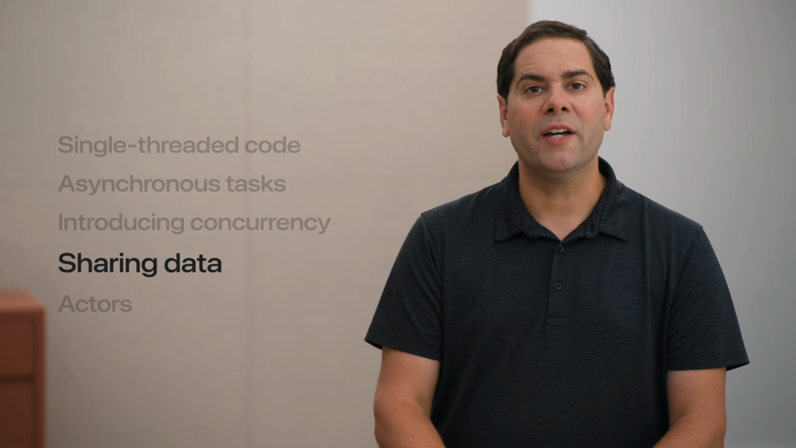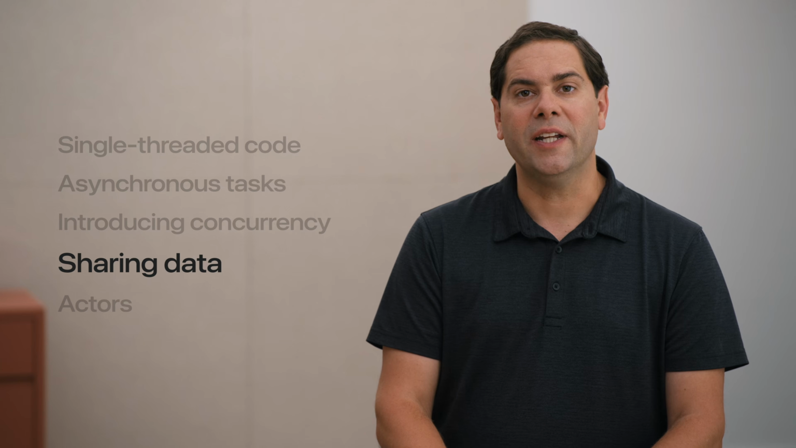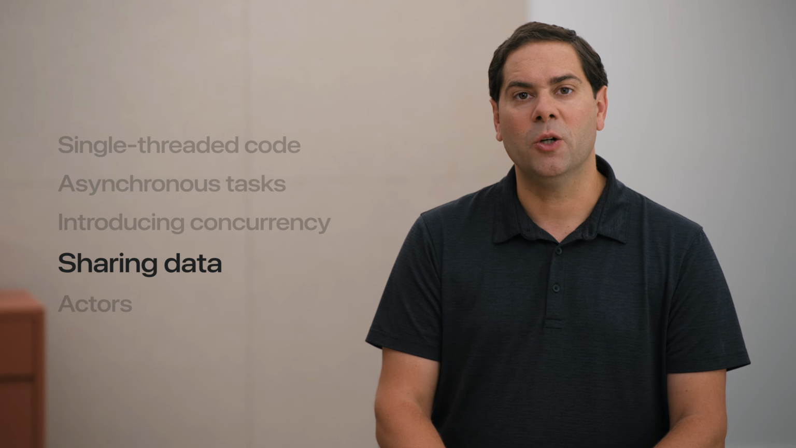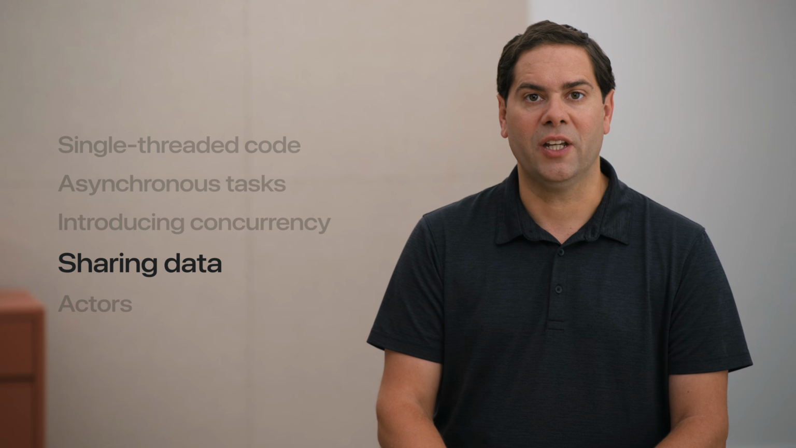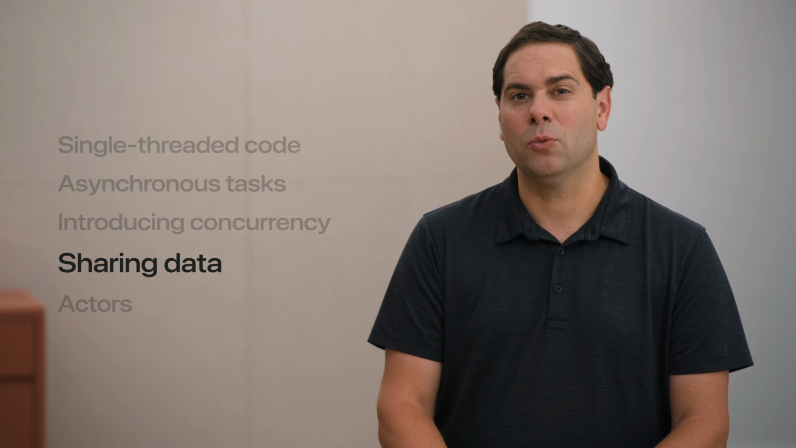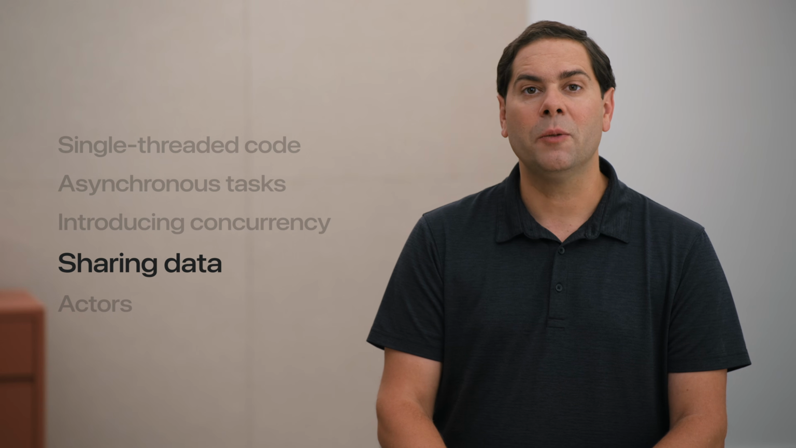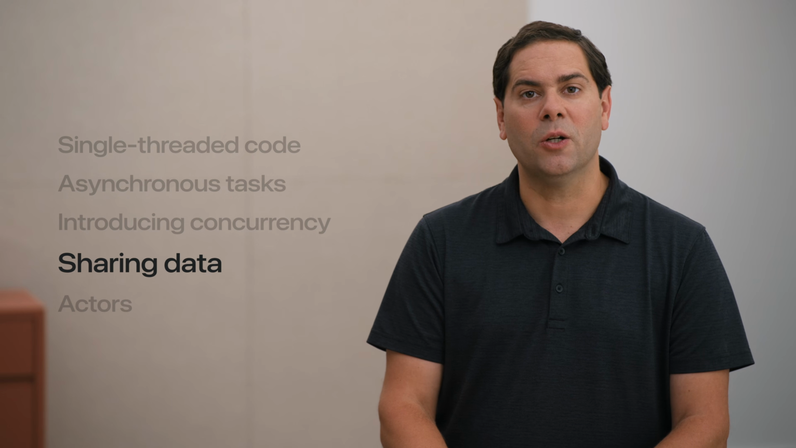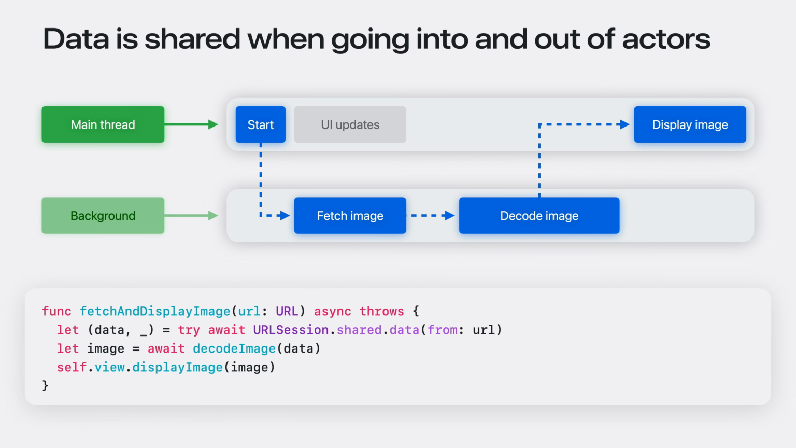Now that we have concurrency, we will be sharing data among different threads. Sharing mutable state in concurrent code is notoriously prone to mistakes that can lead to hard-to-fix runtime bugs. Swift helps you catch these mistakes at compile time, so you can write concurrent code with confidence. Each time we go between the main actor and the concurrent pool, we share data between different threads.